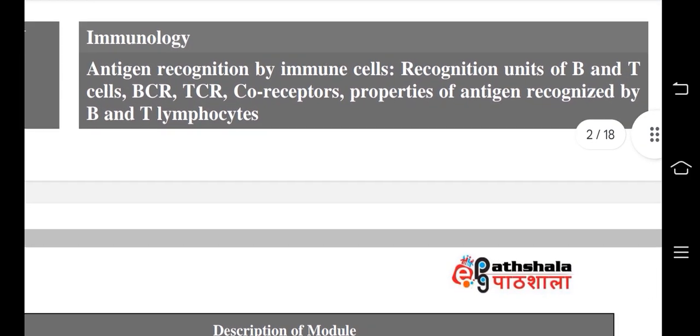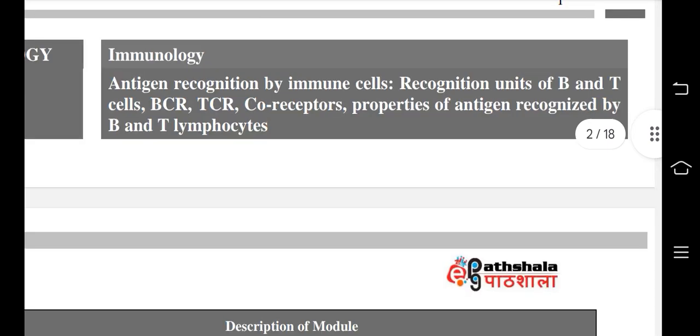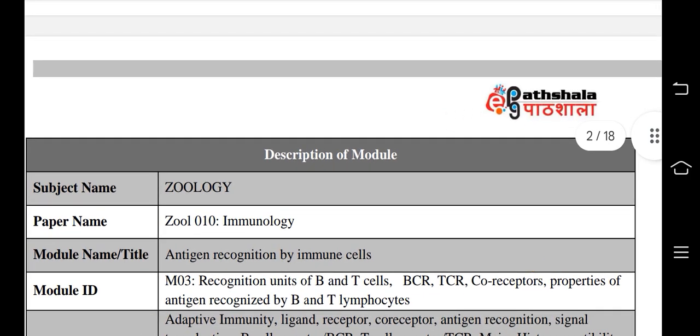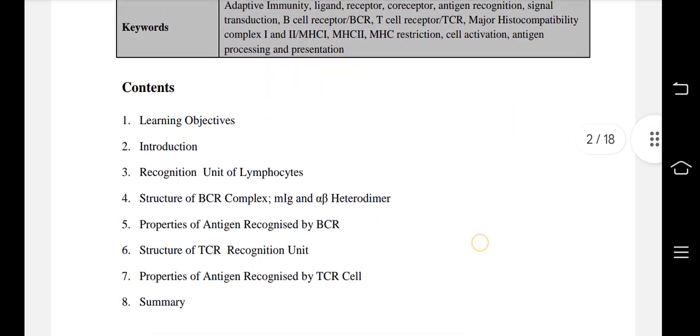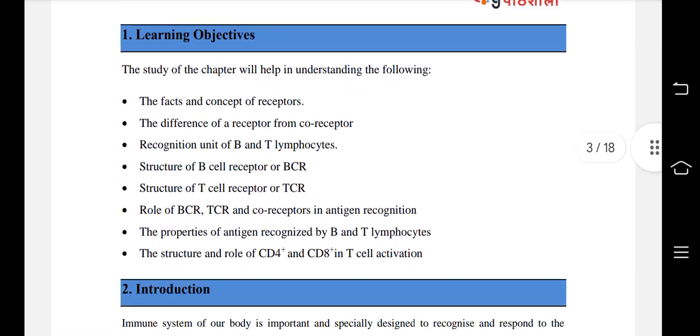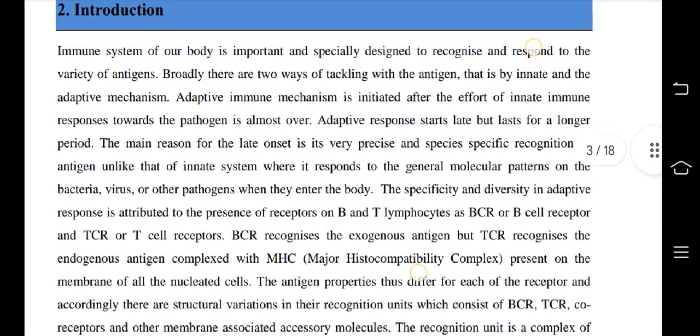Then antigen recognition by immune cells, recognition units of B and T cells, BCR, TCR, co-receptor, properties of antigen recognized by B and T lymphocytes. So just directly have an introduction about this.